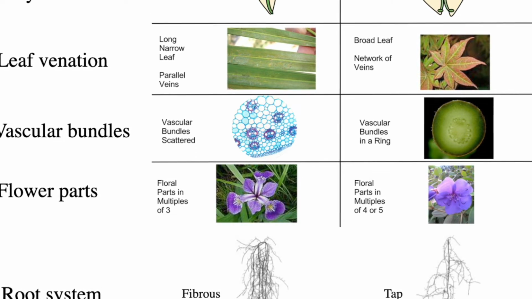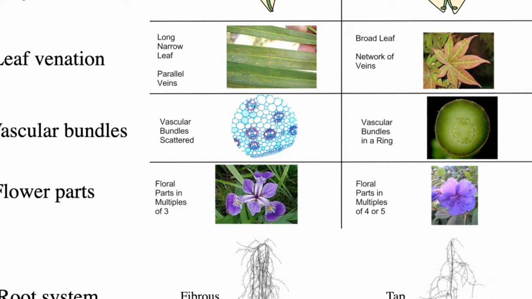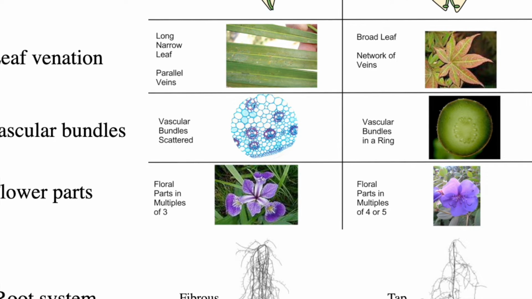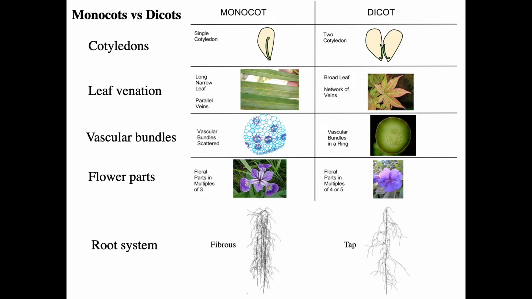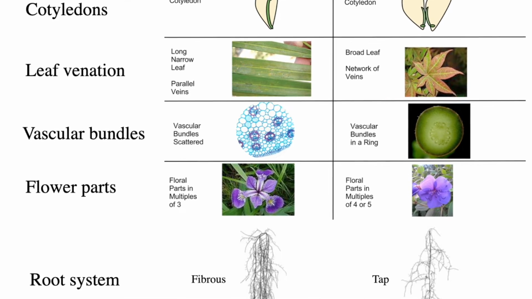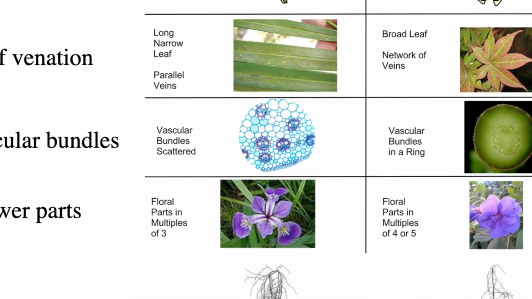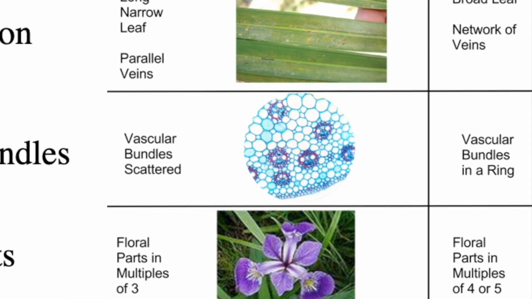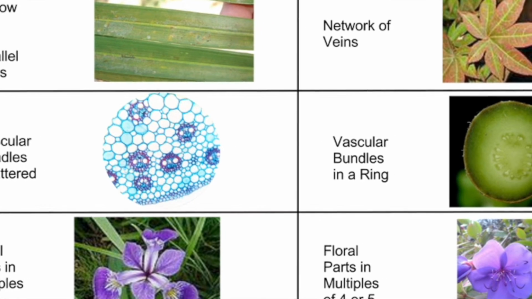They also differ in their vascular bundles. We'll get into this later, but vascular bundles are piping systems in the plant that transport both water and sugars. Therefore, if you cut through a stem where this piping system exists, you'll see that the vascular bundles in a stem of a monocot are scattered throughout the stem. But in a dicot, they are more organized.